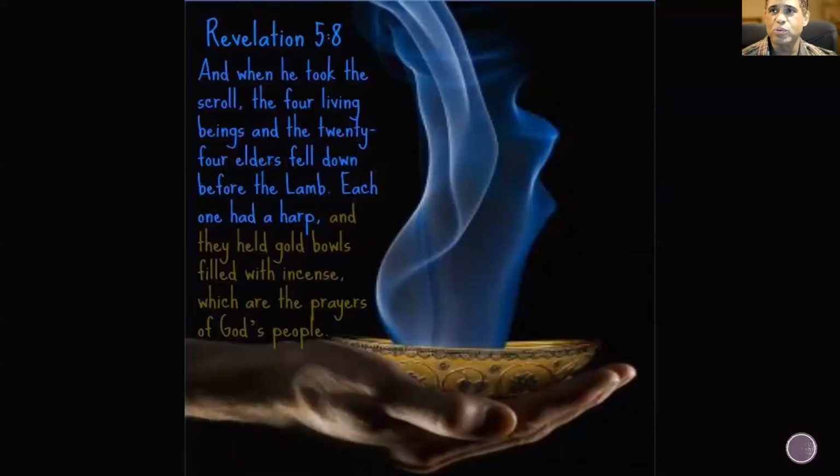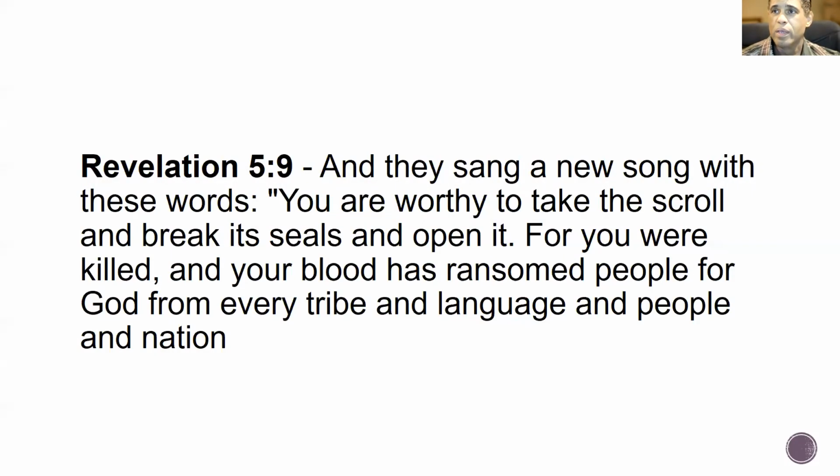All right. When he took the scroll, the 4 living beings and 24 elders fell down before the Lamb. Each had a harp, and they had gold bowls filled with incense, which are the prayers of God's people. It's kind of a beautiful imagery there. And they sang a new song with these words: "You are worthy to take the scroll and break its seals and open it, for you were killed, and your blood has ransomed people for God from every tribe and language and people and nation." Wow. Very, very powerful words. You were killed, and your blood has ransomed people from every tribe, every language, every people, all nations.